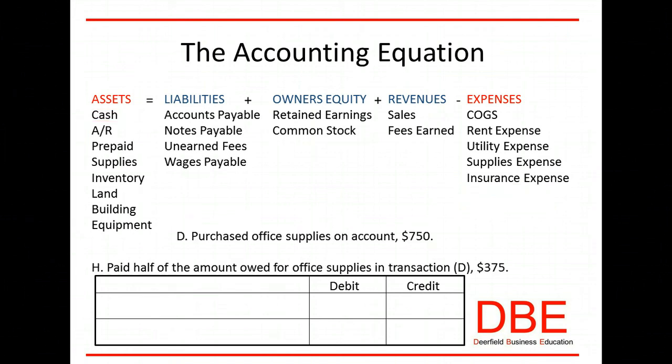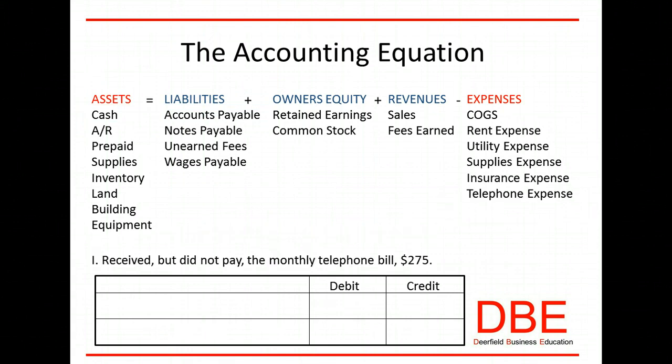H, paid half the amount owed for the supplies in transaction D. And remember, when we purchased those office supplies, we debited supplies and we credited the payable. Now we're paying off the payable. So we don't go back and touch the supplies account because we've already debited the amount by $750. So we're paying off half the payable, so half the payable is going down. So to make the payable go down, we need to now debit the account. And we're paying with cash, so we're crediting the cash account because the cash account is now going down.